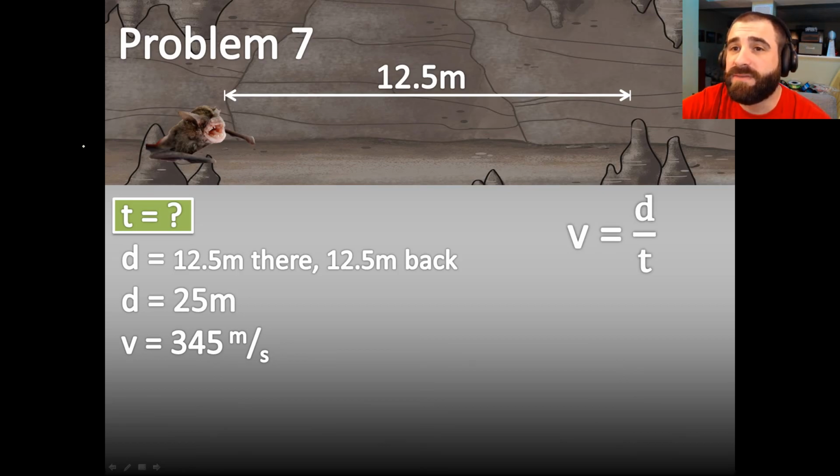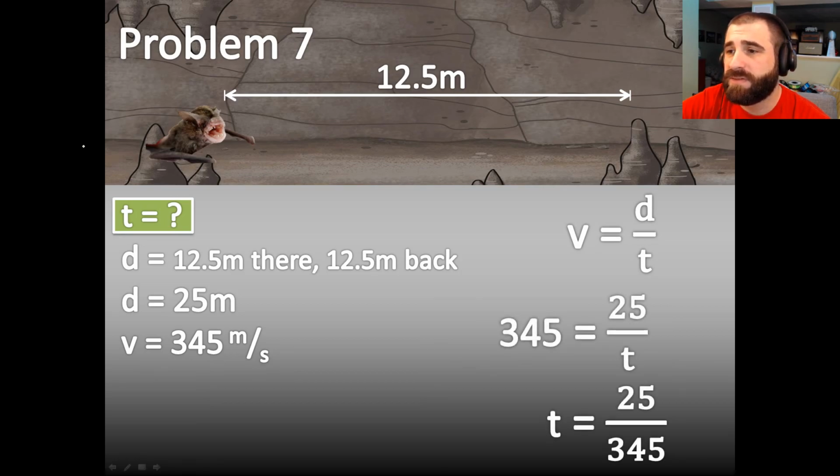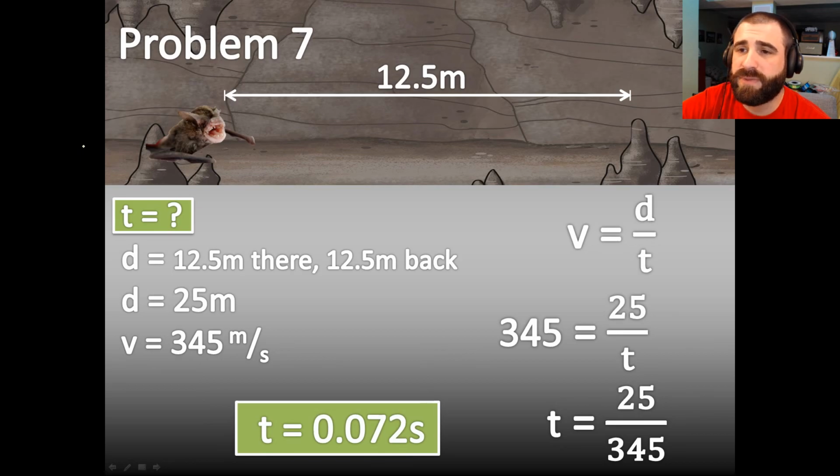So V equals D over T. Just plug it in. 345 equals 25 over T. Flippy floppy. 0.072 seconds. So less than a second. Less than a tenth of a second for that sound wave to go and bounce back. Because again, sound travels pretty fast. 345 meters per second. That's fast.